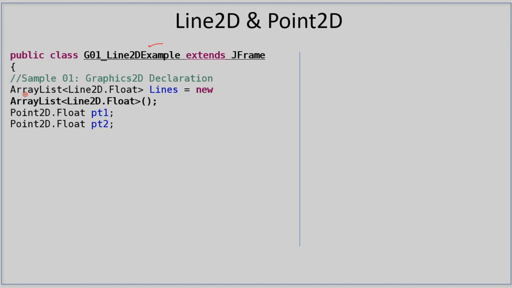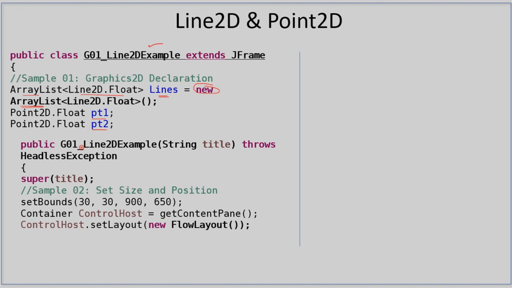Inside the frame class, if you see, we have an ArrayList of lines. So Line2D.Float lines equal to new ArrayList. Here we are creating the array list. At this time the array list is empty. Then we just declared 2 points, pt1 and pt2. So these are all the members of JFrame.